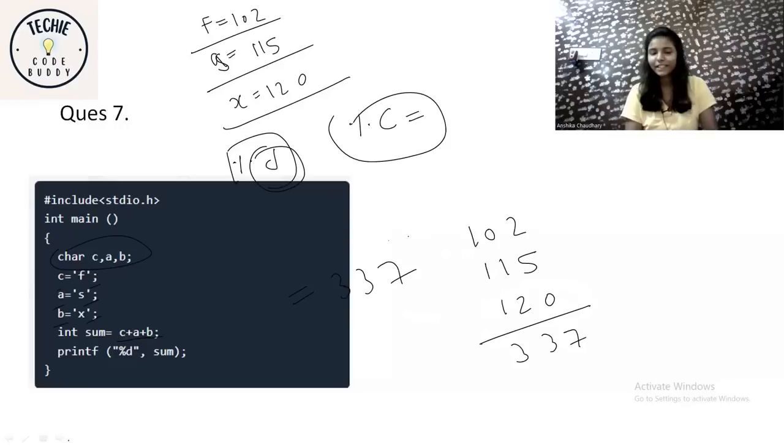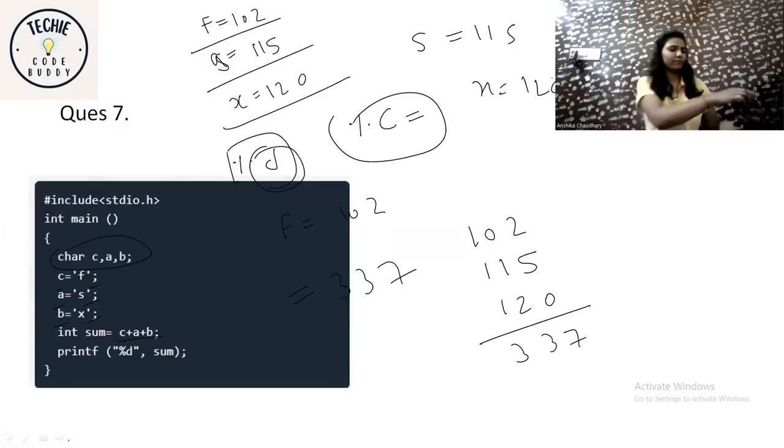Okay, I hope it makes sense and it is clear to you. If it is not, then go onto Google and search for ASCII table in C language. You will find the table, and from there you can see that small f has 102 value, small s has 115 value, x has 120.